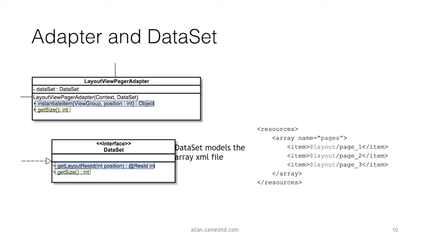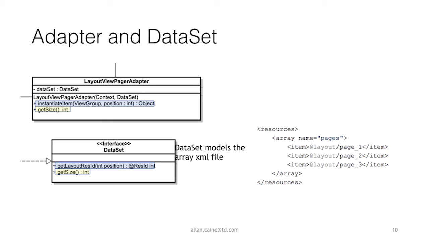The dataset interface, its intention is to model the pages array. So in this particular case, its return of getSize will concretely be 3, and when getLayoutResID is called for, say, 0, it will return essentially the integer that is allied to page number 1. That's how it's going to do it. So the two methods that are in yellow, they work together in tandem. They're the easiest ones to understand.